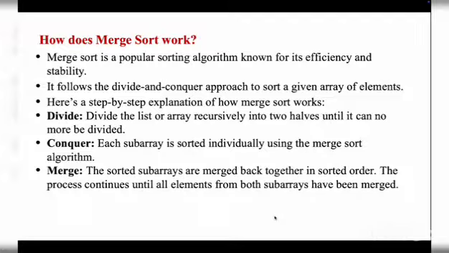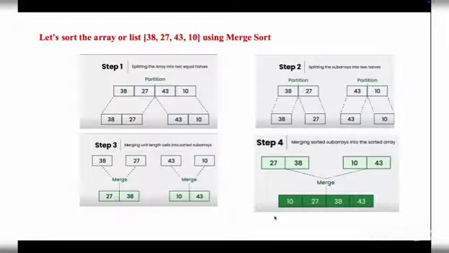That is the last element, which will be a single element. Further it cannot be divided, right? That is the thing. And then we have to conquer. Each subarray is sorted individually using the merge sort algorithm. And finally, after dividing and conquering, we go for the merging. That is, the sorted subarrays are merged back together in sorted order. This process continues until all elements from both subarrays have been merged.